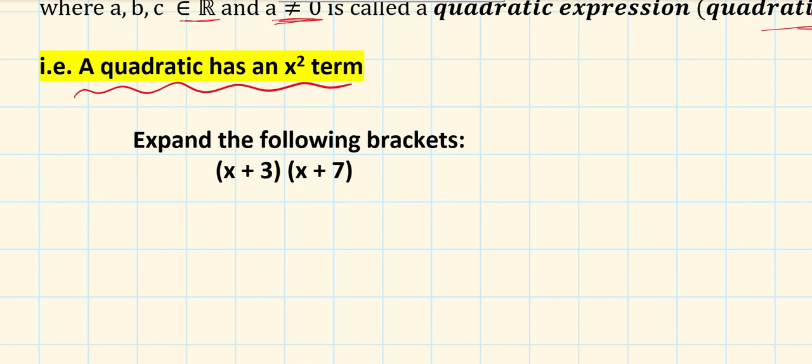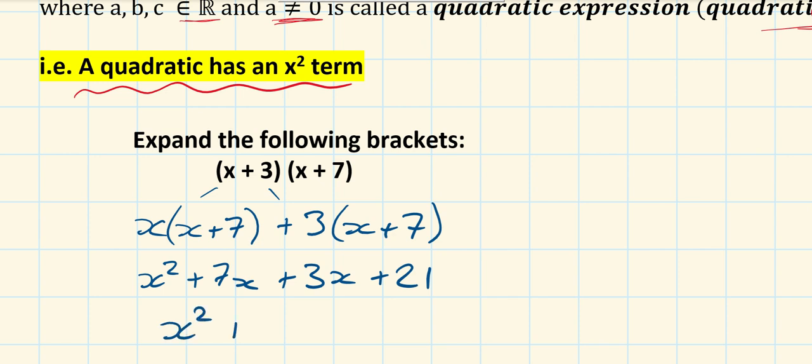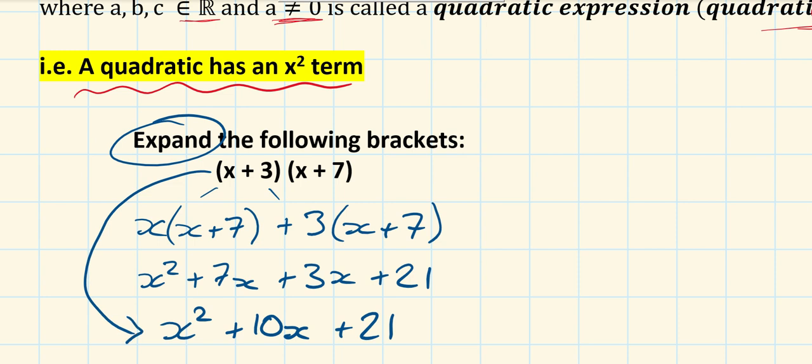So let's think about this before we go on to factorizing. Let's revise multiplying brackets. So remember, we split up the first bracket, so x and plus 3. We write the second one twice, x plus 7, x plus 7. So when we multiply that, we get x squared plus 7x plus 3x plus 21. We'll finish up with x squared plus 10x plus 21. So that's expanding the brackets. So expanding the brackets is going from brackets down to this expression.